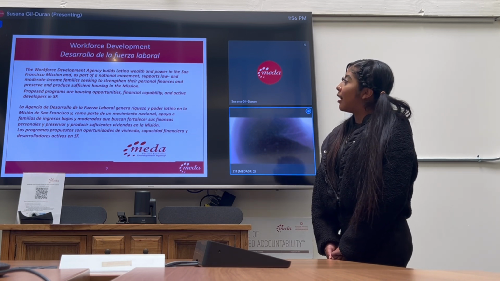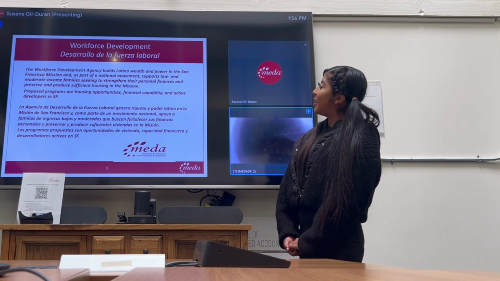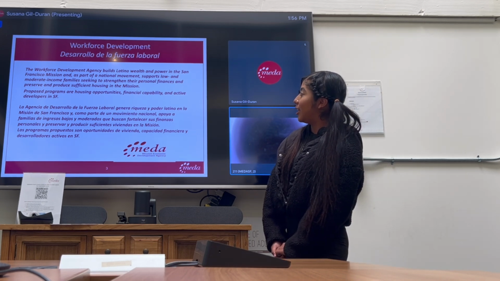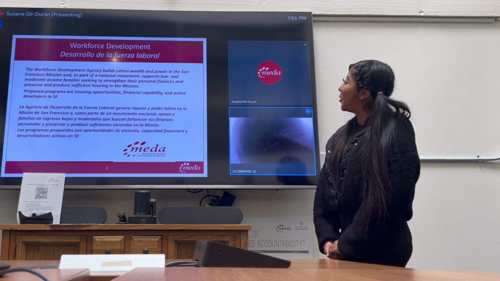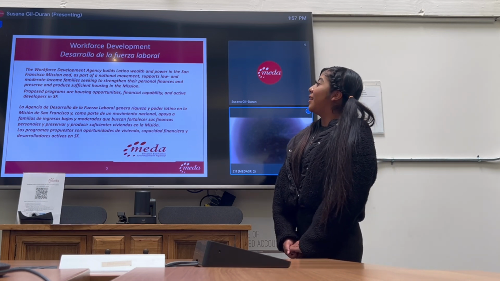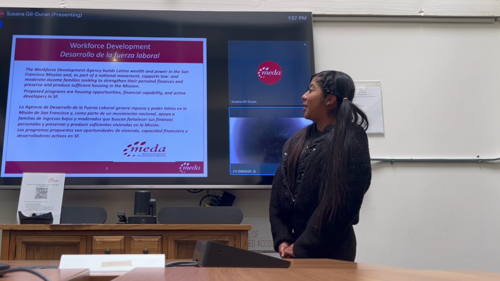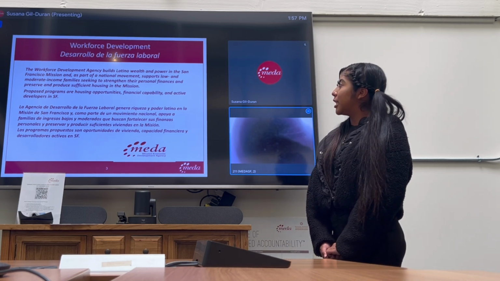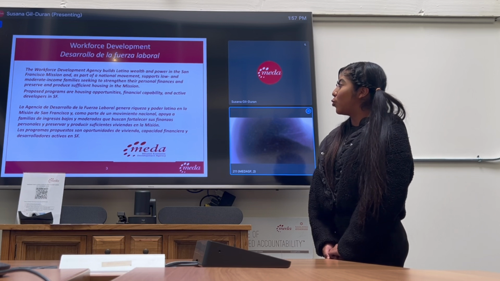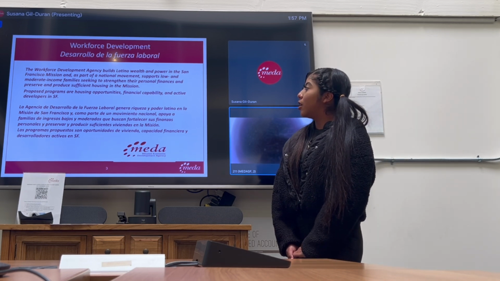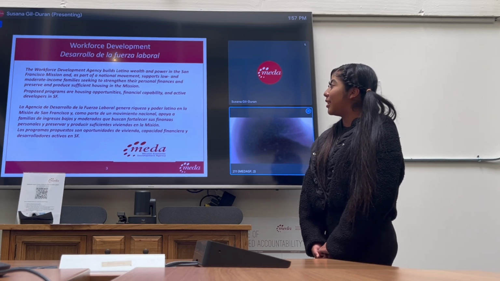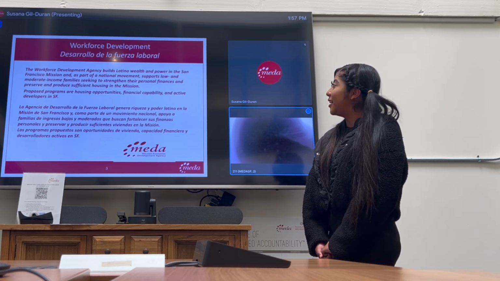The Workforce Development Agency builds Latino wealth and power in the San Francisco Mission, and as part of a national movement supports low- and moderate-income families to strengthen their personal finances and preserve and produce housing. Programs include housing opportunities, financial capability, and developers active in San Francisco.